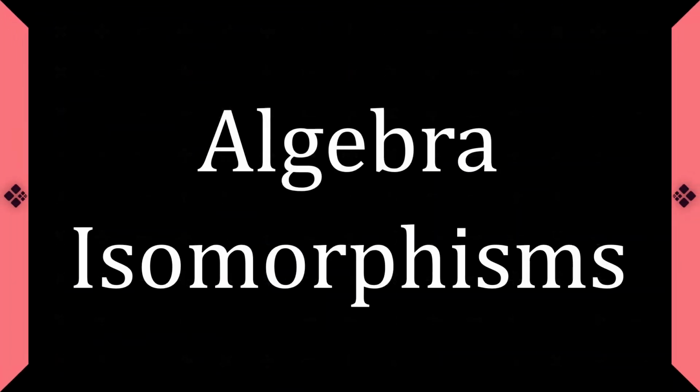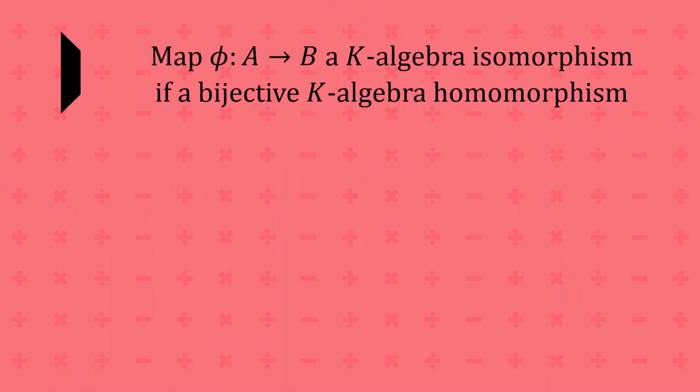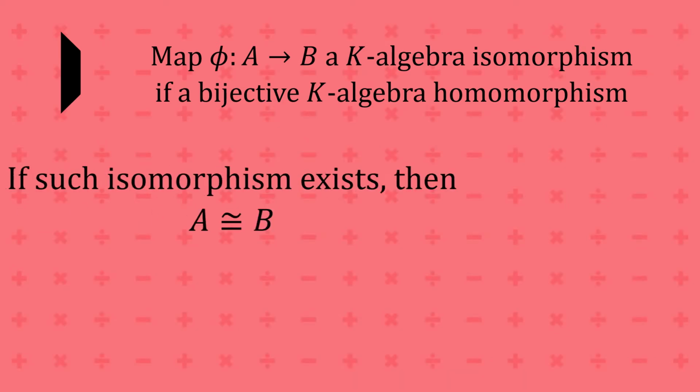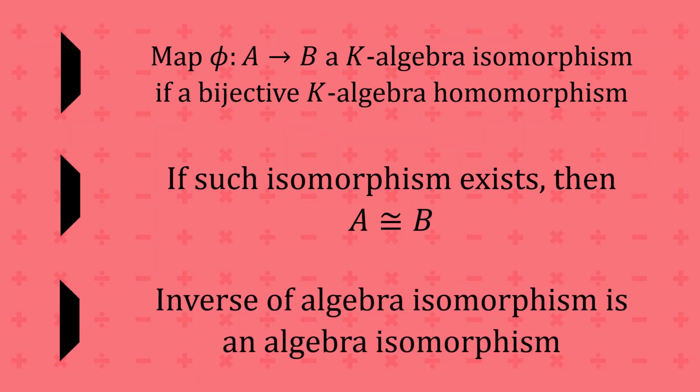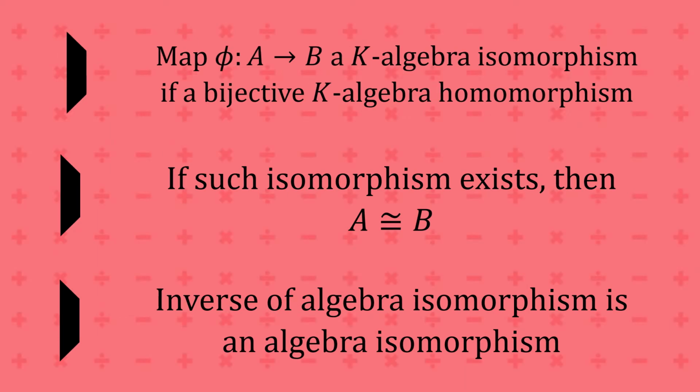From this, we can discuss algebra isomorphisms. The map phi from A to B is a k-algebra isomorphism if it is a bijective k-algebra homomorphism. If such an isomorphism exists, then A and B are isomorphic. The inverse of an algebra isomorphism is also an algebra isomorphism.